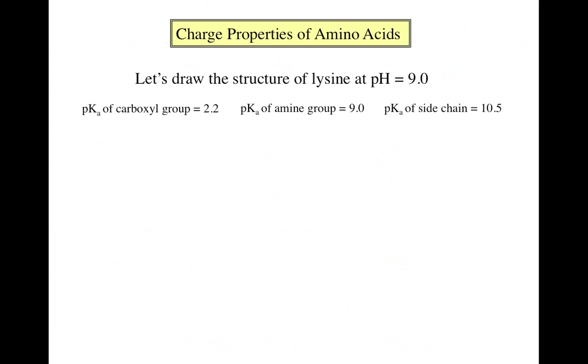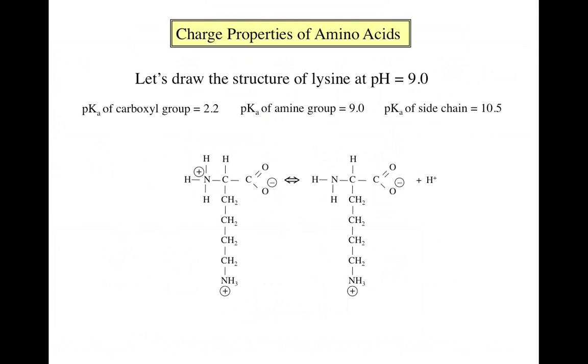In that case, half of the lysine molecules will have protonated amine groups, and half will have deprotonated amine groups. The charge on the half with protonated amine groups is +1, while the charge on the half with deprotonated amine groups is 0. Therefore, the net charge of lysine at a pH of 9 is 1/2.